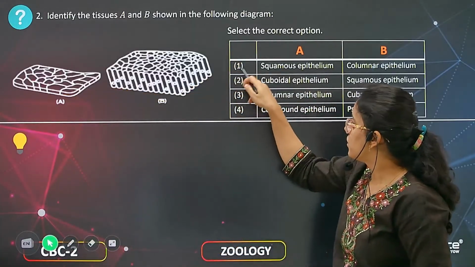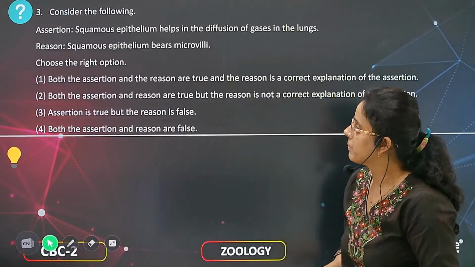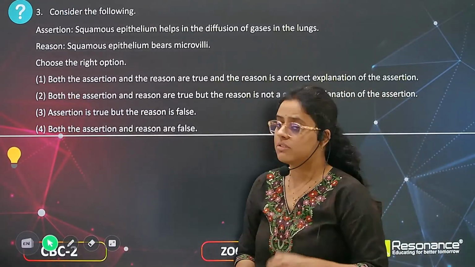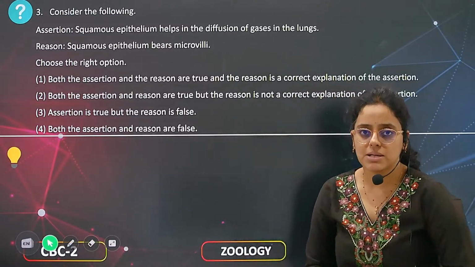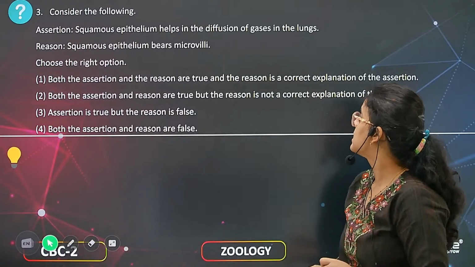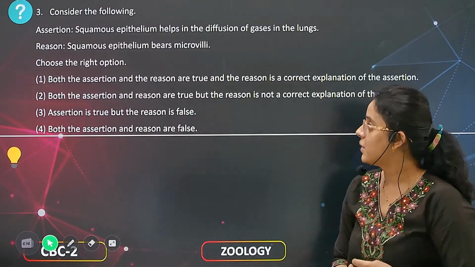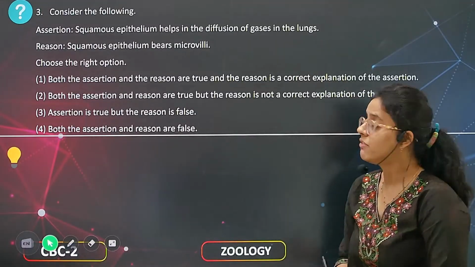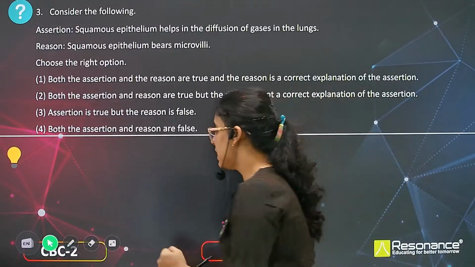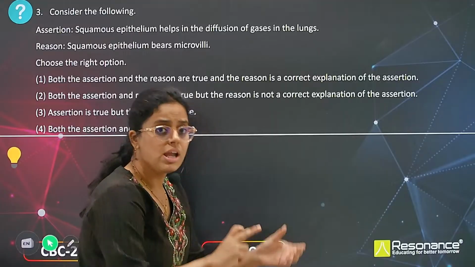So our answer is going to be the first one. Now coming to the third question over here, epithelial tissue. Consider the following: assertion and reason. Assertion: squamous epithelium helps in the diffusion of gases in the lungs. Reason: squamous epithelium bears microvilli. So what is your answer over here? Squamous epithelium helps in diffusion of gases, yes. It doesn't bear microvilli. So the reason is wrong and the assertion is true.